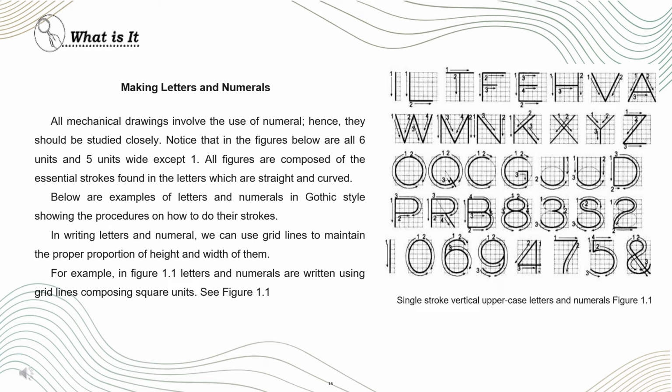All figures are composed of the essential strokes found in the letters, which are straight and curved. There are examples of letters and numerals in Gothic style showing the procedures on how to do their strokes. In writing letters and numerals, we can use grid lines to maintain the proper proportion of height and width of them. For example, in figure 1.1, the letters and numerals are written using grid lines composing square units. See figure 1.1.